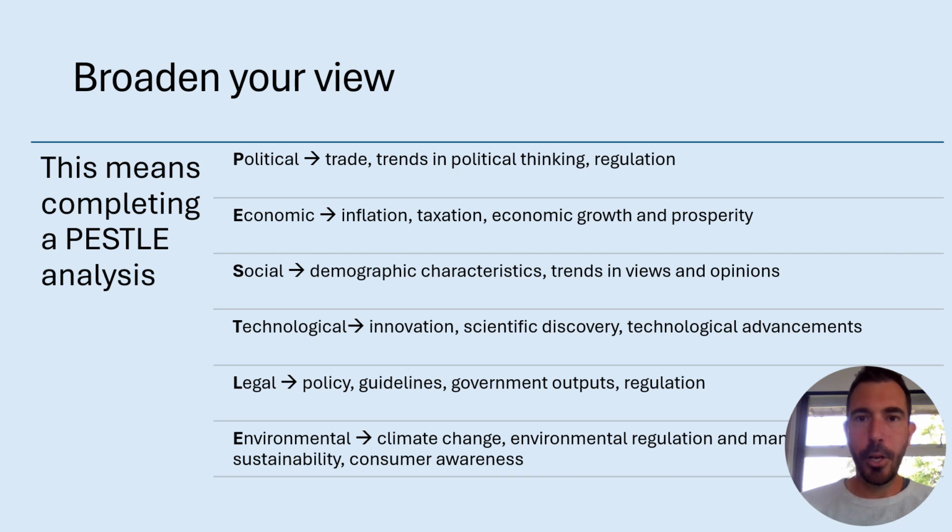And last but by no means least, we've got environmental impacts. These could be really big, like climatic change, or they could be much smaller, such as environmental regulation and management of particular habitats or processes, waste management, for example. We also need to think about sustainability and how we are sustainable in our actions, and that really links back to social and economic impacts.